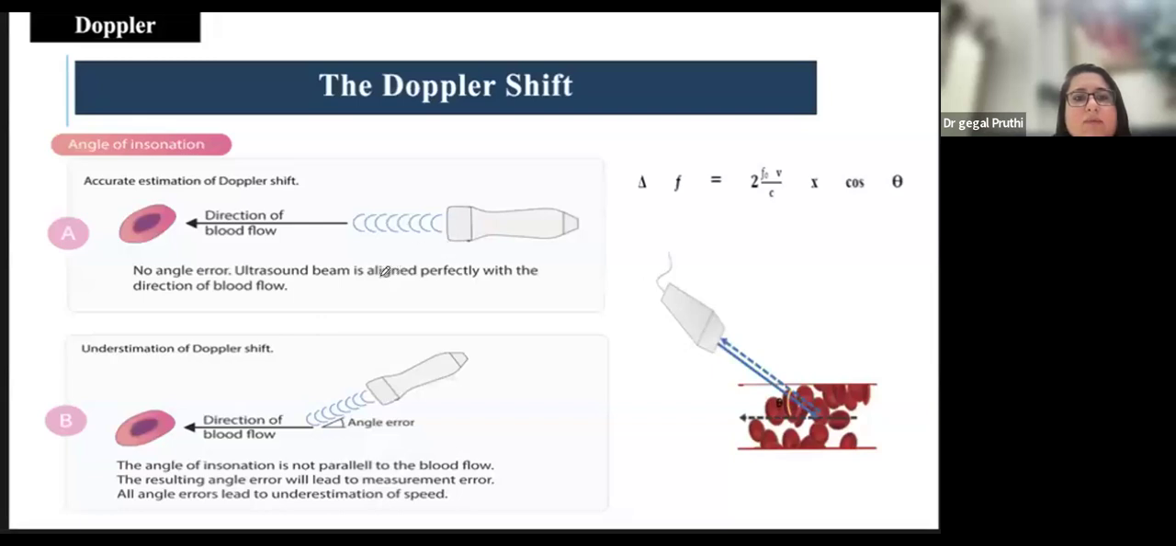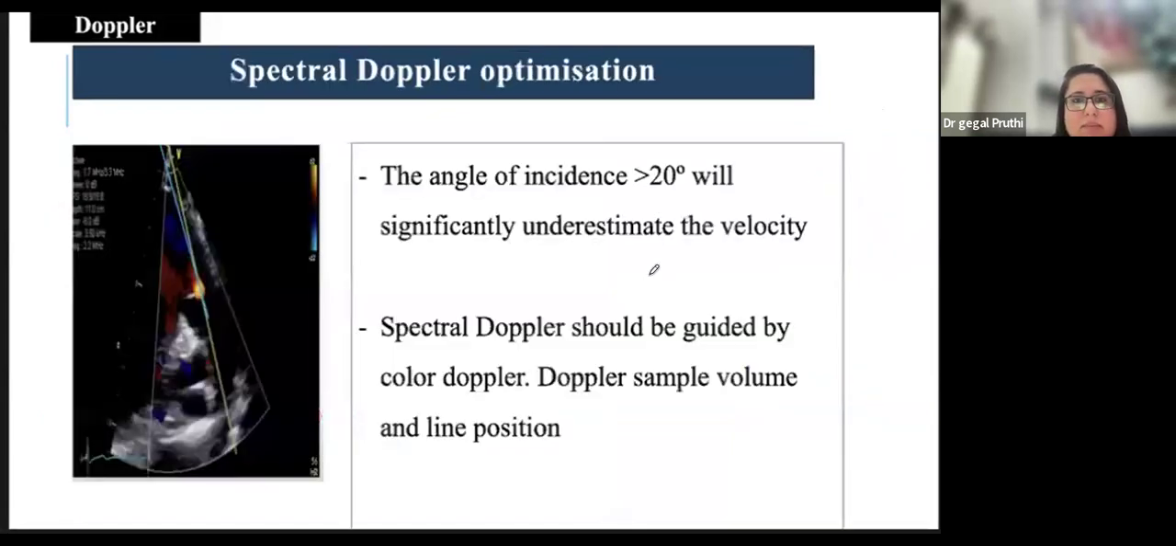For accurate estimation of Doppler shift, the direction of the blood flow and the ultrasound beam should be parallel, because in the Doppler shift formula, cos theta, or cos 0, is 1. So your angle should be less than 20 degrees. That is, the ultrasound waves and direction of blood flow should be less than 20 degrees. If the angle of incidence is more than 20 degrees, it will significantly underestimate the velocity.